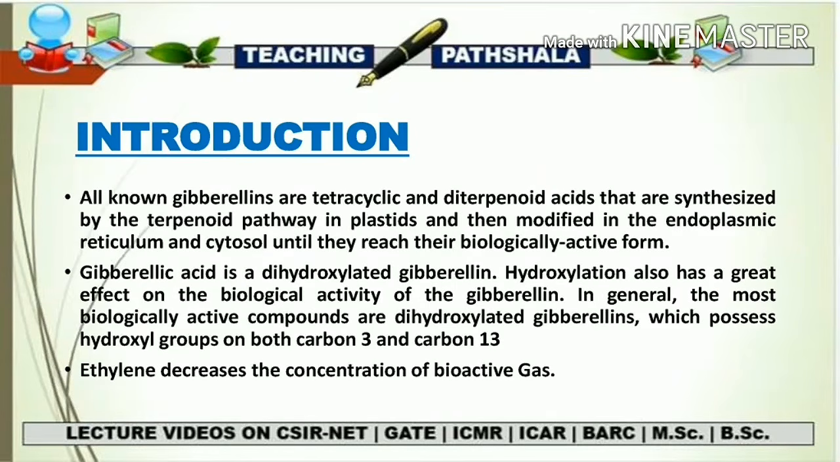The next point, all known gibberellins are tetracyclic diterpenoid acids that are synthesized by the terpenoid pathway in a plastid and then modified in the endoplasmic reticulum and cytosol until they reach their biologically active form. First of all, they are tetracyclic in structure. They are generated from a precursor molecule known as terpenoids. That is why they follow the terpenoid pathway. They are first synthesized in a plastid, then they go through modification, and that modification takes place in the endoplasmic reticulum as well as the cytosol, and finally in the cytosol they achieve their actual biologically active form.